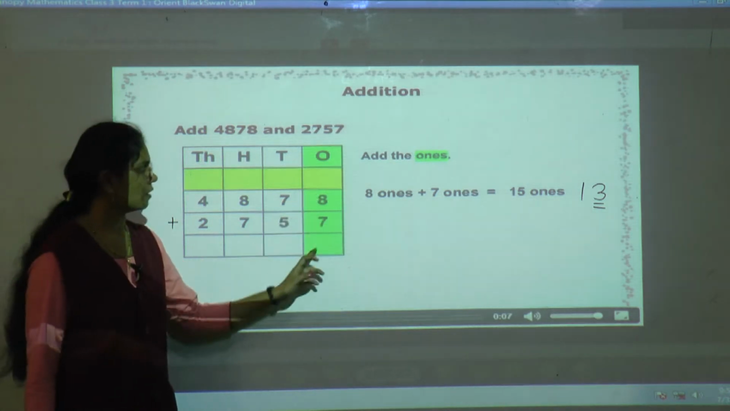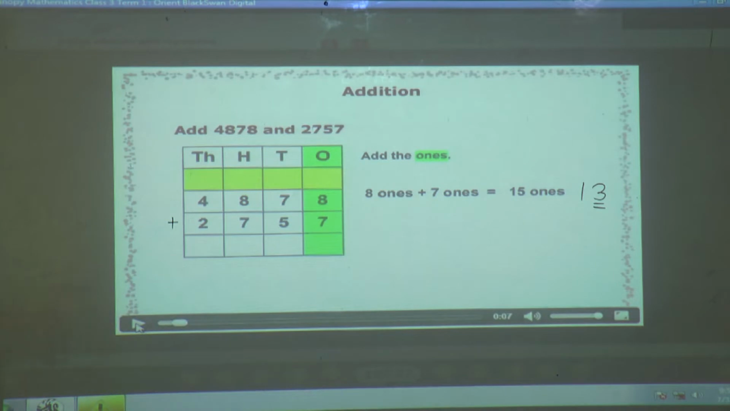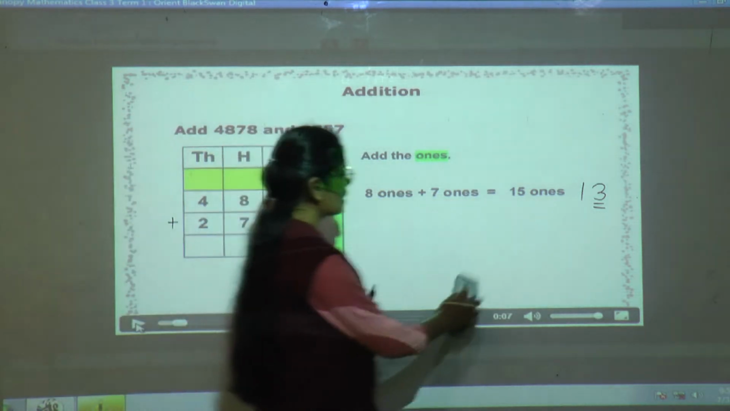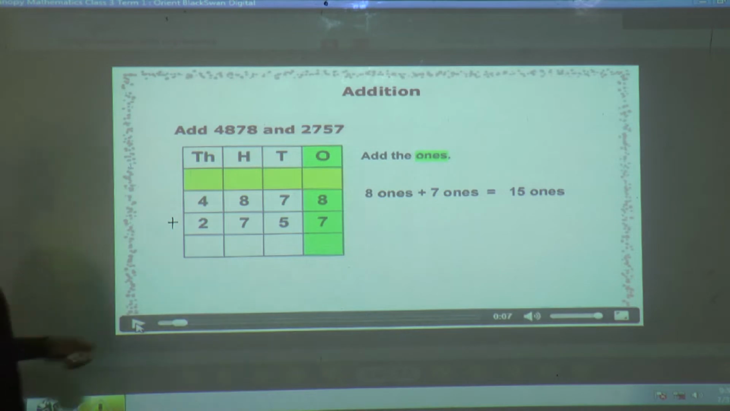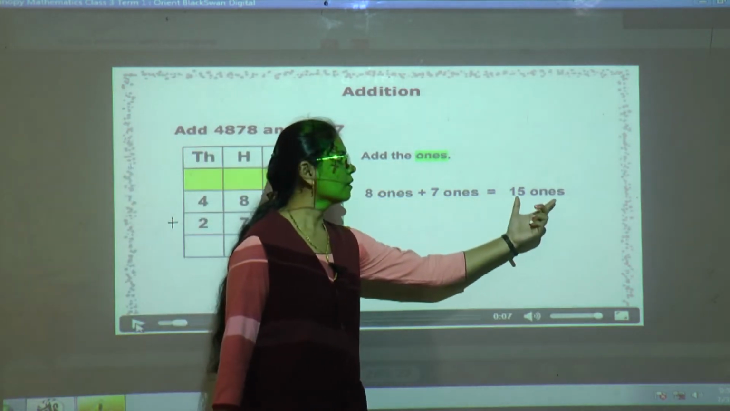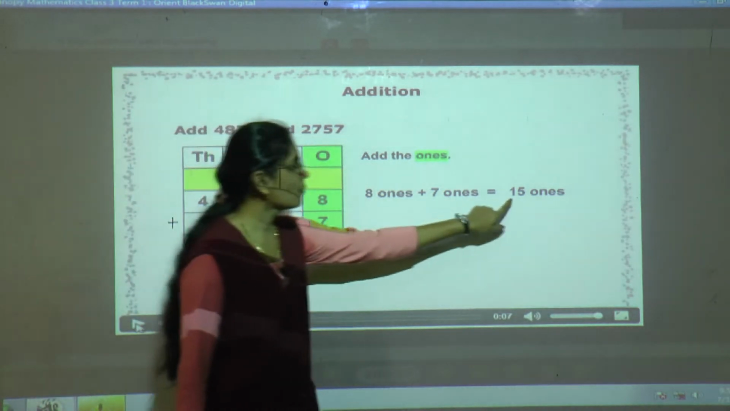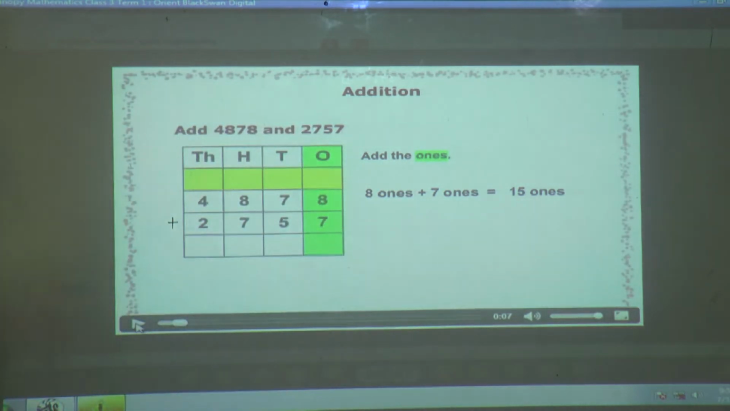Now see the first ones place number. At ones place there are two numbers, 8 plus 7. Okay, so what we have to do, 8 ones plus 7 ones. 8 ones plus 7 ones, we will get 15 ones. Now these 15 ones, how will we write? 15 ones means 5 ones and 1 ten. So this 5 will come here and this 1 will come as a carry here. Okay, so 8 plus 7, 15.